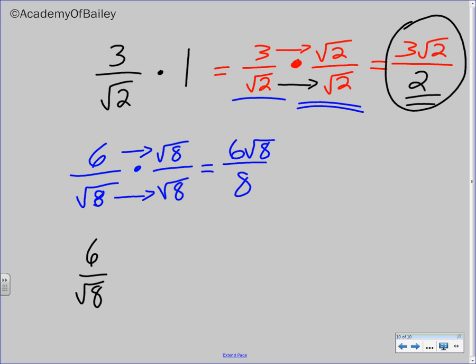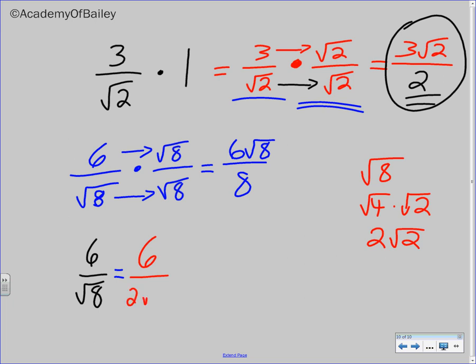What I was maybe suggesting was having 6 over, well, the square root of 8 then breaks down into, let's work that out. The square root of 8 is the square root of 4 times the square root of 2, and the square root of 4 is 2. So that's what we have for the square root of 8: 2 square root of 2.